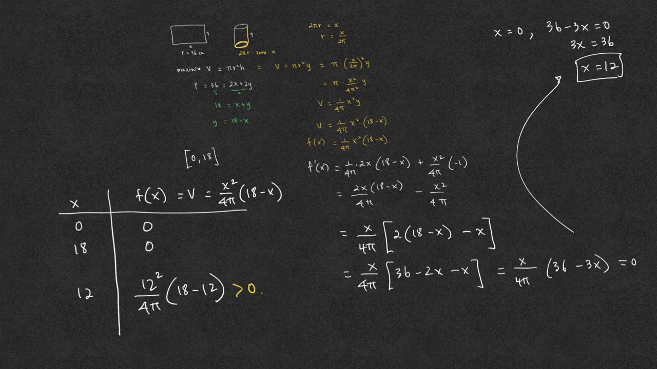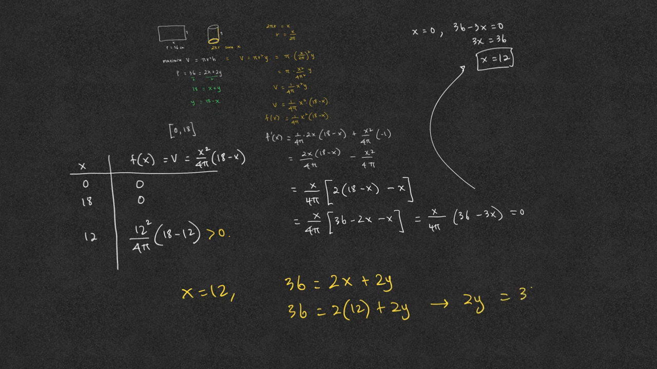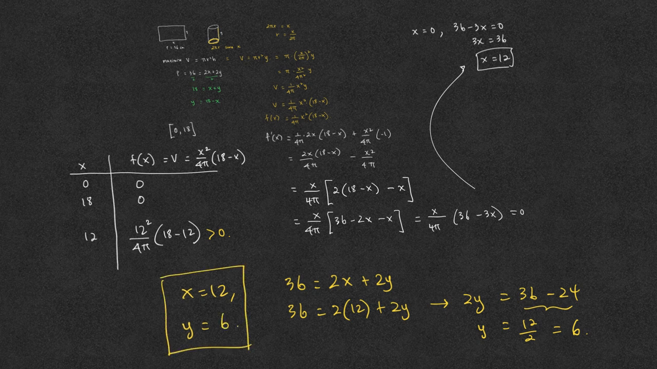Thus, to maximize the volume, we would need the length x to be 12. If x is 12, with the perimeter being 2x plus 2y, we see that 36 equals 2 times 12 plus 2y. So 2y equals 36 minus 24. y is 36 minus 24, which is 12, and 12 over 2 is 6. We would need to have a rectangle with dimensions x equals 12 and y equals 6. The perimeter is 36, and it will give us the largest volume for the cylinder.